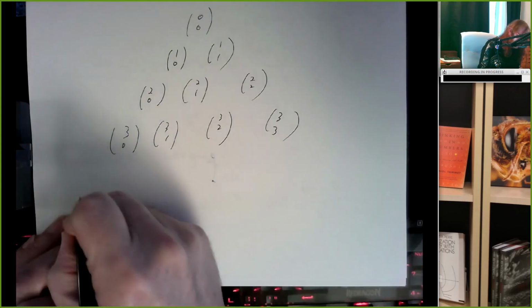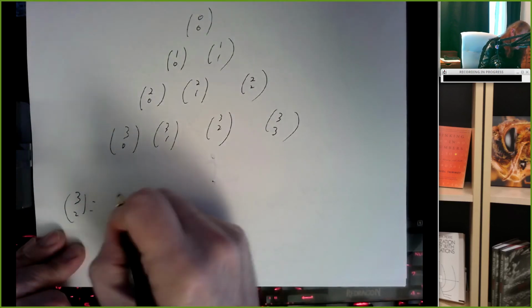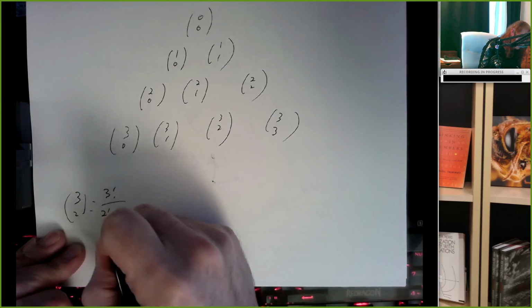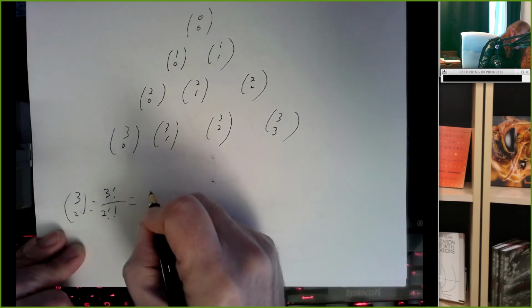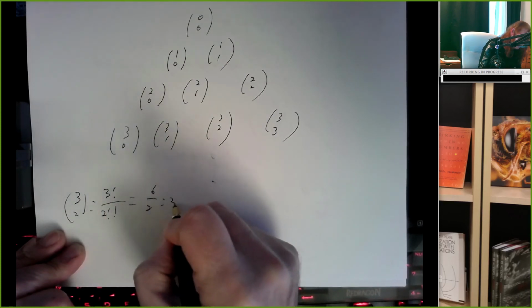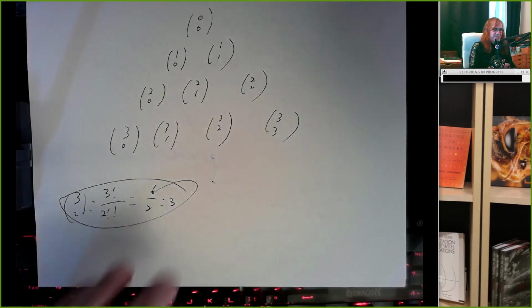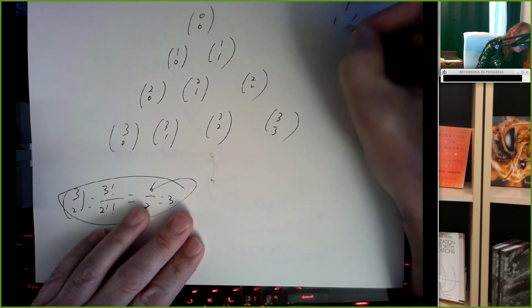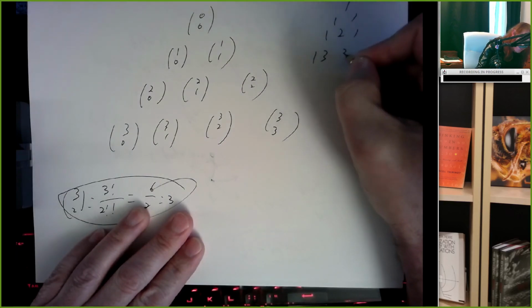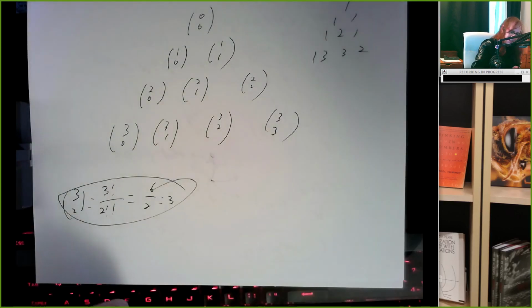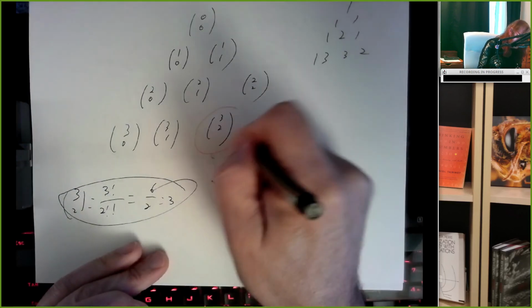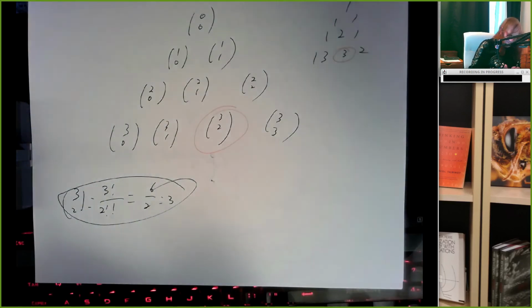Now, if I want to know what 3 choose 2 is, I'm probably just going to do 3 factorial over 2 factorial times 1 factorial, which will be 6 over 2, which is 3. Right? That's a pretty easy formula to apply. But if I know Pascal's triangle, I can see that this thing should be that. So I know 3 choose 2 is equal to 3.